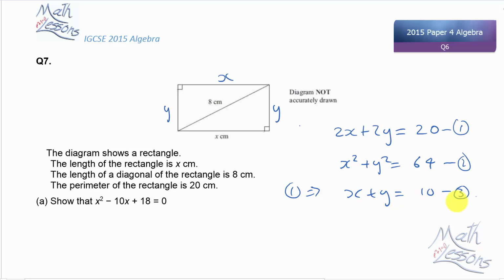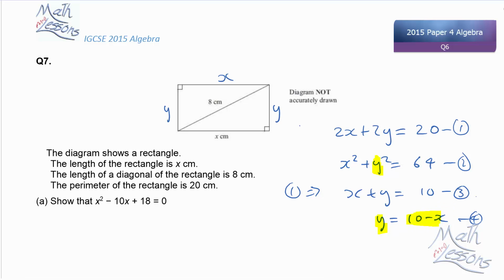Call that equation 3. And then we want to get x on its own, so therefore we need to get rid of the y's. So y equals 10 minus x. Call that equation 4. And that is what we're going to put in. We're going to replace this y here with 10 minus x.